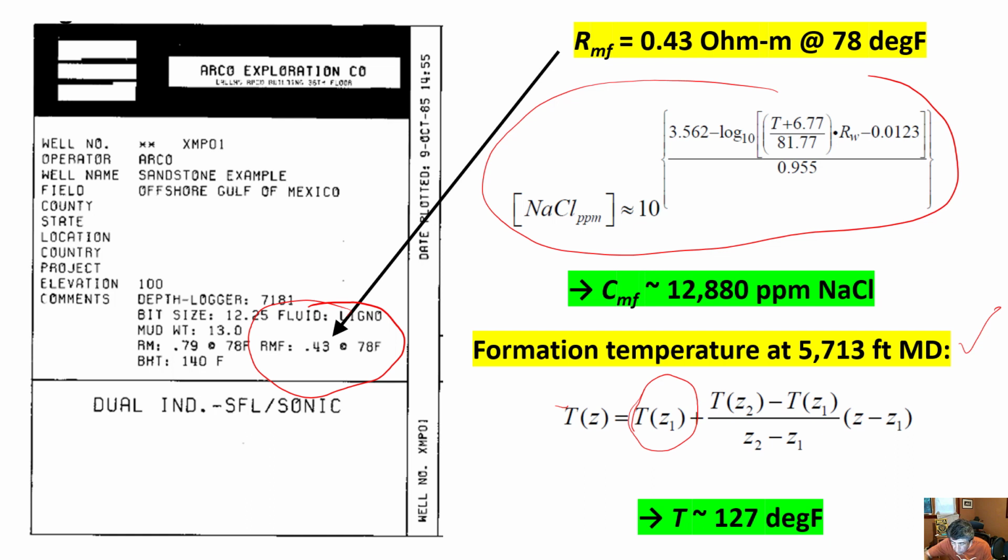And this is the total depth logger distance, which is 7,185 feet. The distance here that I have to write is 5,713, and this will be the bottom hole temperature, which we can read from the log header, which is 140 degrees Fahrenheit, and this will be the surface temperature, which is 78 degrees. So if I do that calculation with those numbers, then I find that the formation temperature is 127 degrees Fahrenheit.